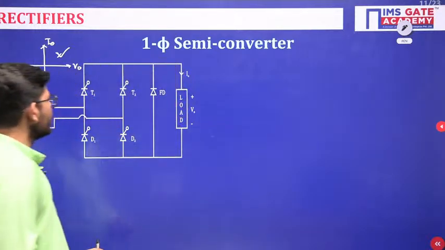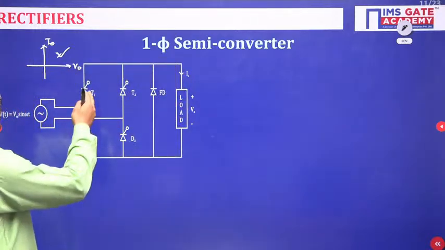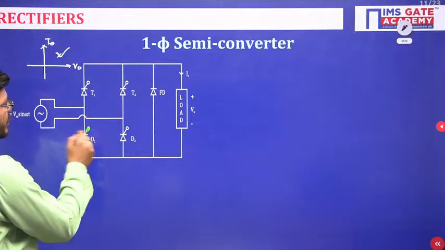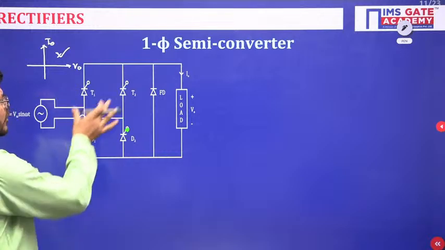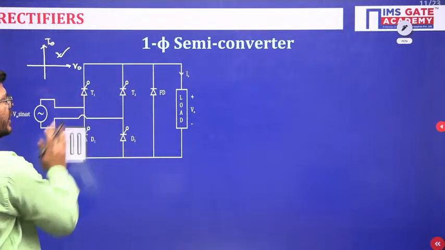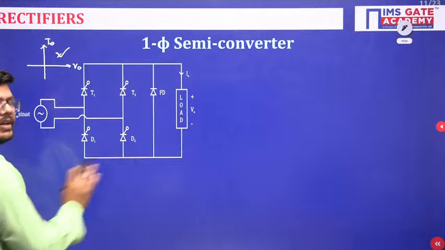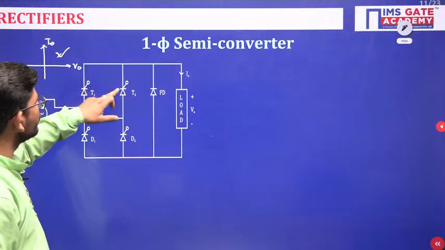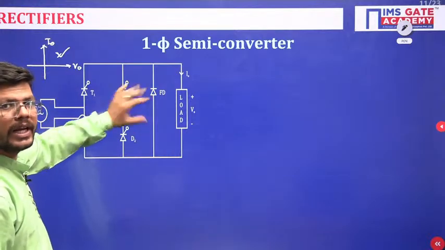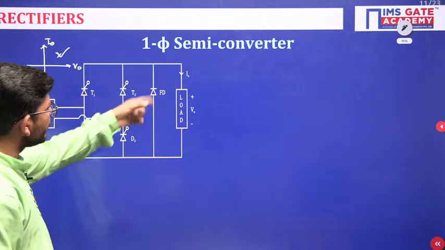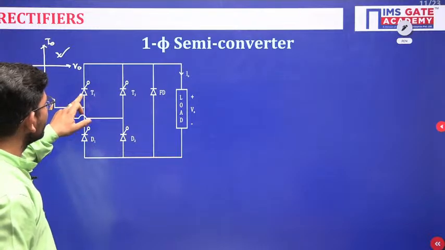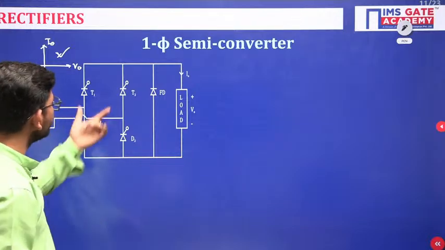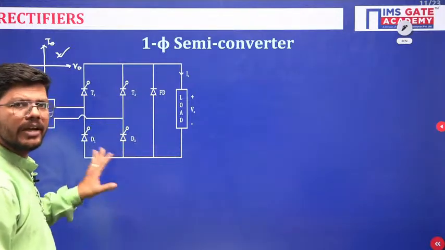So in semi converters, what will happen? Now you may use both thyristors here, or this is a diode, so this should not be there. Or you may use all thyristors, and you may use a freewheeling diode. Any combination is possible. You may use a thyristor here, a diode here with no freewheeling diode. You may use all thyristors and a freewheeling diode. You may use thyristor and diode like that with no freewheeling diode, or you can use all thyristors with a freewheeling diode, which we have used here.